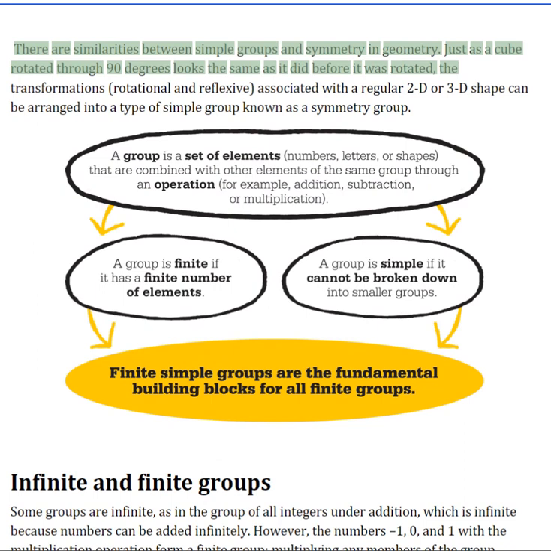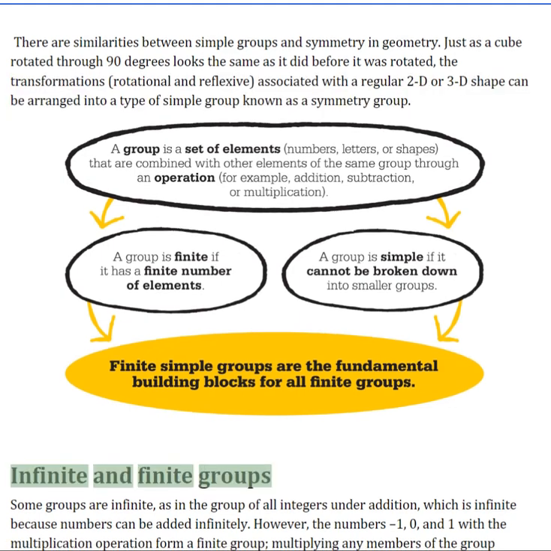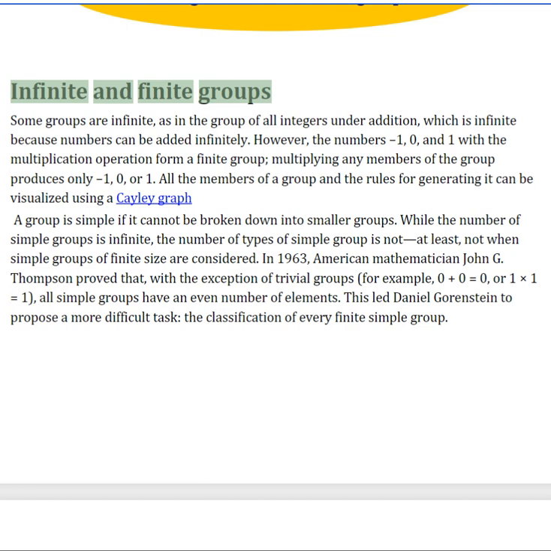There are similarities between simple groups and symmetry in geometry. Just as a cube rotated through 90 degrees looks the same as it did before it was rotated, the transformations associated with a regular 2D or 3D shape can be arranged into a type of simple group known as a symmetry group. Infinite and finite groups.